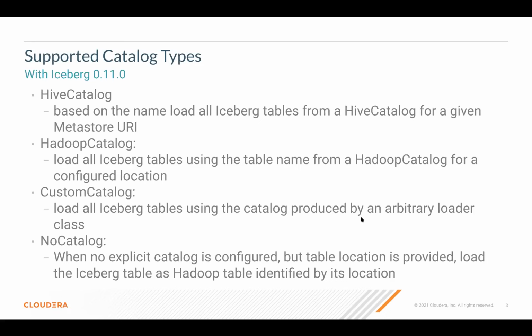The custom catalog, well, this is just custom. It can be provided by the end user. One prerequisite here is that the loader class must implement the catalog loader interface. And there is a fourth category here, named no catalog, and this is used when we don't have any catalog configured, but we have the table location provided when the table itself is created. And then we treat this table as a Hadoop table identified by its location.